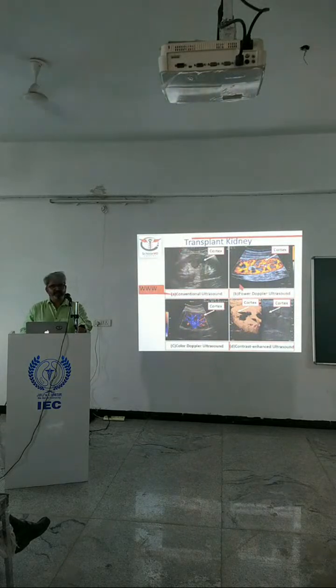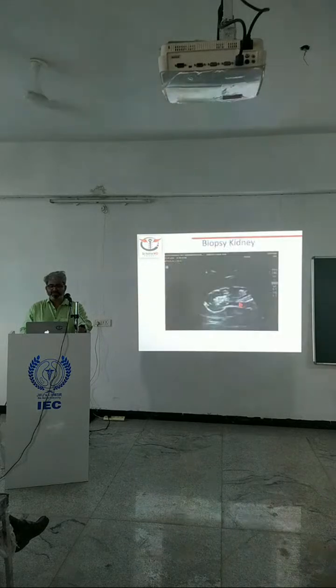So, this is an image I have taken from the internet, where you can see that there is a small infarct area. On contrast ultrasound, you can realize that it's nothing but a small infarct area of the kidney. But as the remaining parenchyma was absolutely normal, no active intervention was required.